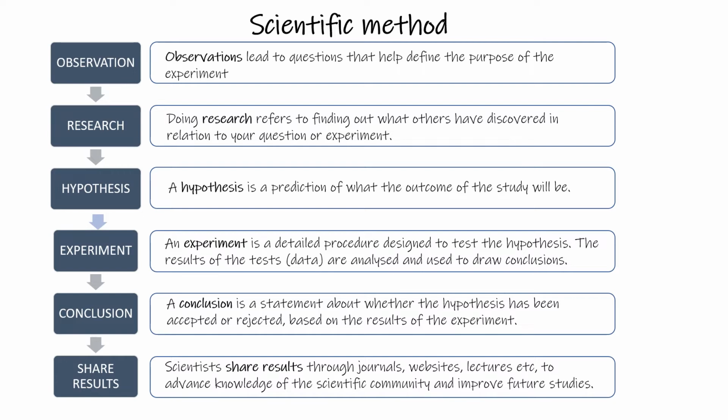The first step is observation, which leads to questions that help define the purpose of the experiment. Next, you have to do research, which refers to finding out what others have already discovered in relation to your question or experiment. This research will lead to you formulating a hypothesis, which is a prediction of what the outcome of the experiment will be.